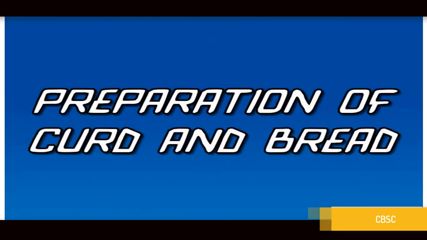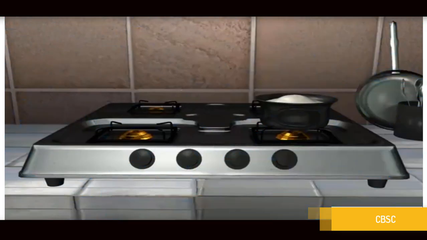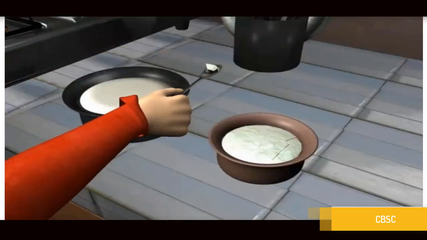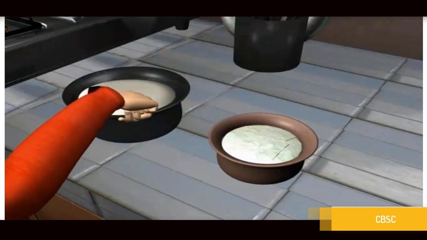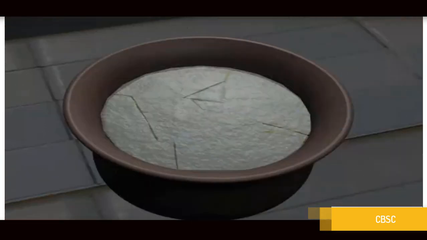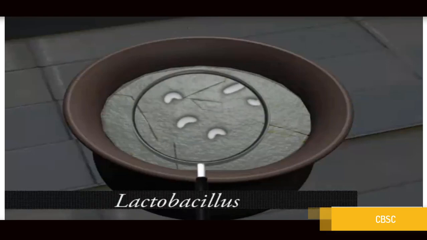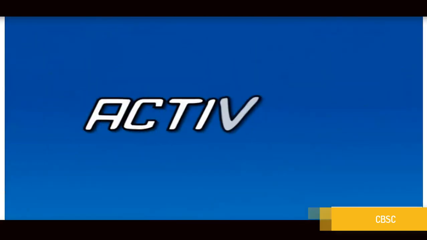Preparation of curd and bread. You must have seen your mother boiling the milk, then cooling it, and then putting some curd in that. After several hours, the milk sets as curd. Curd contains lactobacillus bacteria which promotes the formation of curd. Let us do an activity to understand more.